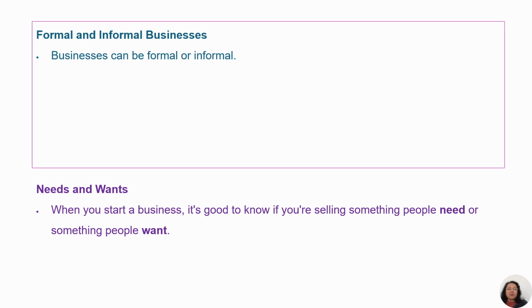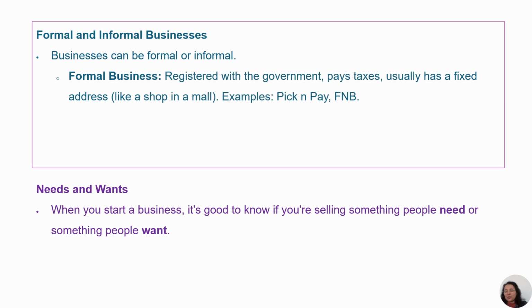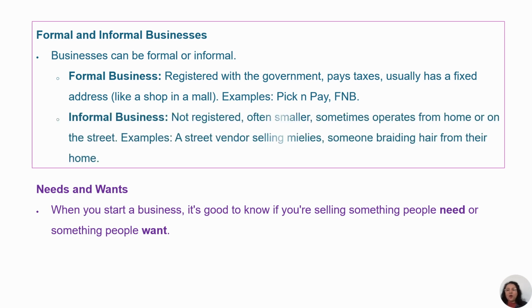Now, there's two types of businesses. You get a formal business and an informal business. So a formal business is basically a registered business with the government, and they pay tax and they have a fixed address like First National Bank or Pick and Pay. And then the informal businesses, people that operate at home, or a street vendor that sells mealies, or somebody braiding hair at home.